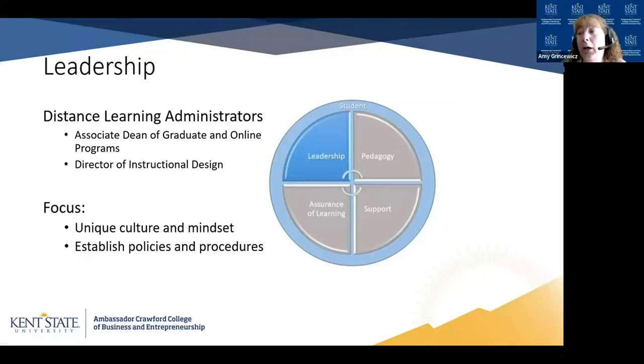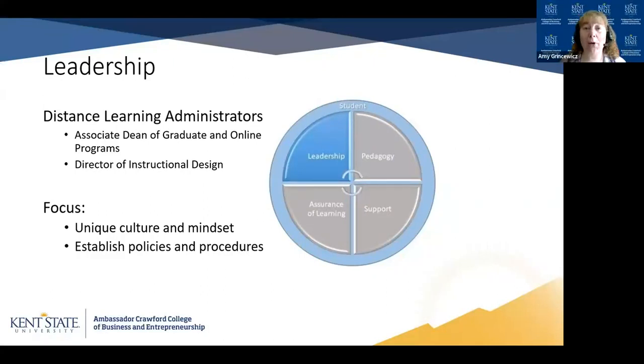elements of our pie. Within the college, we have 2 distance learning administrators, one being myself, being the director of instructional design, but we also have an associate dean for graduate and online programs. Neither one of these positions were in place when I came to the college in 2016. This is what's grown out of time as we've done all of our QM implementation, we've done our quality assurance, and the college really took a step back and said, we need someone to kind of oversee all of this online within the college. So that's kind of how these 2 positions came to be.